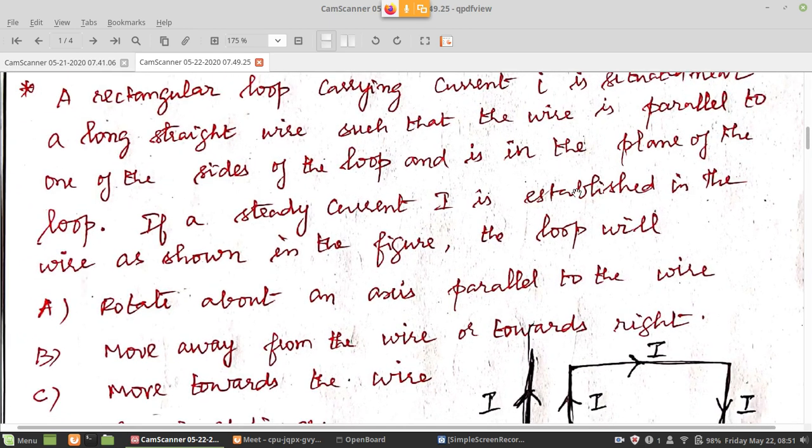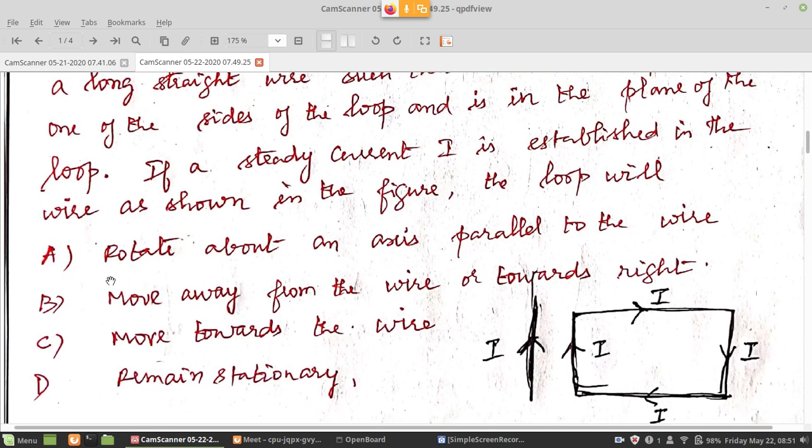Now what is the question? If a steady current I is established in the wire as shown in the figure, the loop will, four choices: rotate about an axis parallel to the wire, move away from the wire or towards the right, move towards the wire, remain stationary. These are the 4 choices. Which choice is the correct one? I am asking. If you guess a little, you can tell.